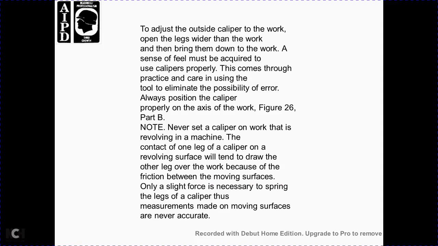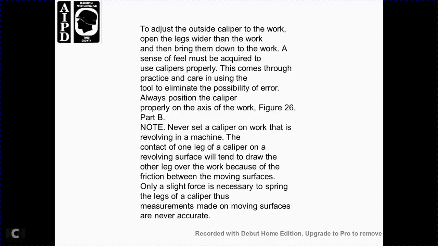Figure 26A shows the outside calipers A and B, setting the outside caliper on the rule, and measuring with the caliper in the correct position on the axis of the work. To adjust the outside caliper to the work, open the legs wider than the work, then bring them down to the work. You can sense when an accurate setting has occurred. Skill with the calipers comes through practice. Carefully handling the tool will eliminate possible error, and the caliper must be positioned properly on the axis of the work.